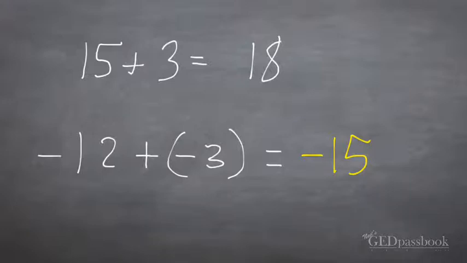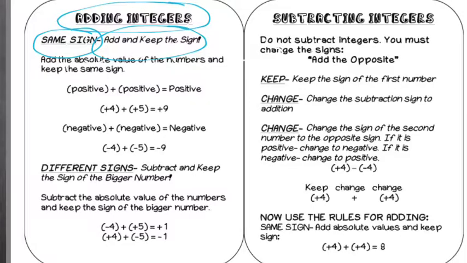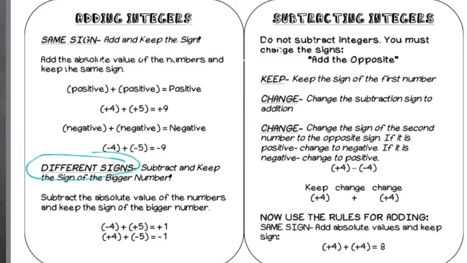Again, that's only if you are doing addition and if your numbers happen to have the same sign. So, what happens, my friends, when they have different signs, though? It says subtract and keep the sign of the bigger number.